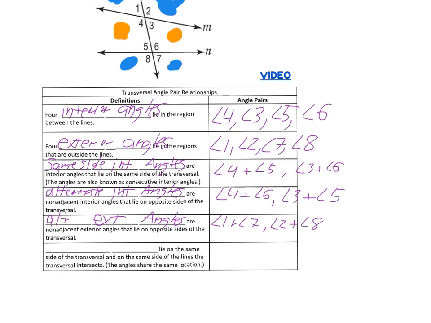And finally, we have what are known as the corresponding angles, that lie on the same side of the transversal and on the same side of the lines that the transversal intersects. The angles share a common location. So these are going to be angle 1 with angle 5, along with angle 2 and angle 6.